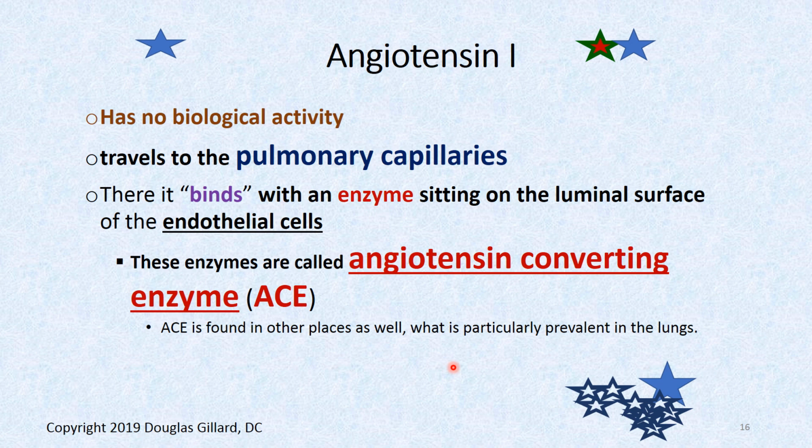Angiotensin I has no biological activity, so its only function is to float around the body and look for its mate. And its mate, who it wants to bind with or hook up with, is somebody named angiotensin-converting enzyme, ACE. There's an ACE1 and ACE2.